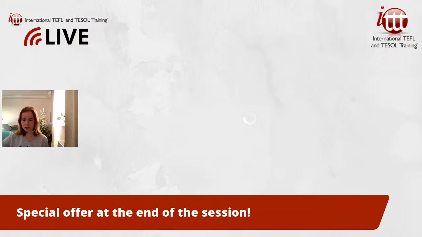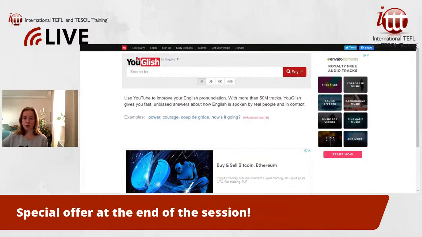So here it is. This is the way Yoglish looks like. You basically look for some specific words in the YouTube library. But the difference is Yoglish helps you to sort out different words in terms of pronunciation specific. For example, you can find how this or that word sounds in American accent.